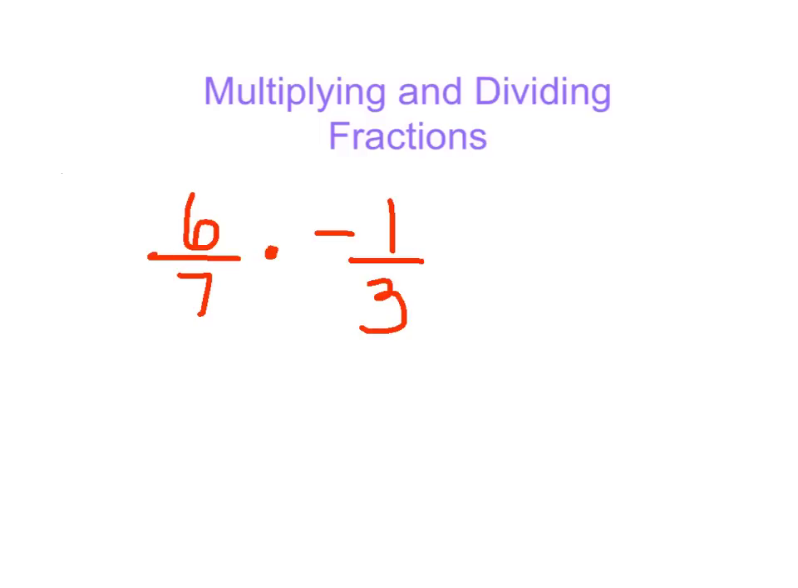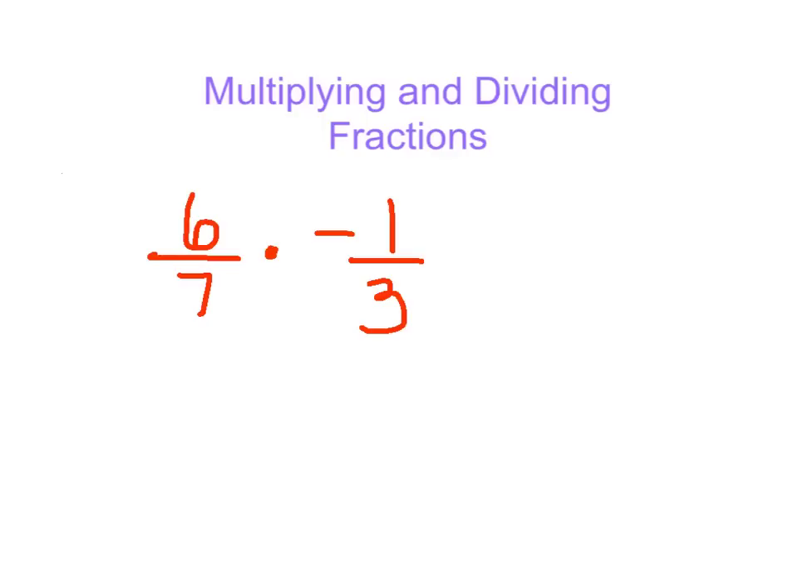Hey guys, today we're going to complete section 5-4, and that's going to be all about multiplying and dividing fractions. So let's start with this first example, 6/7 times -1/3. For now, I'm going to ignore the negative sign, and I'm going to decide what 6/7 times 1/3 is.